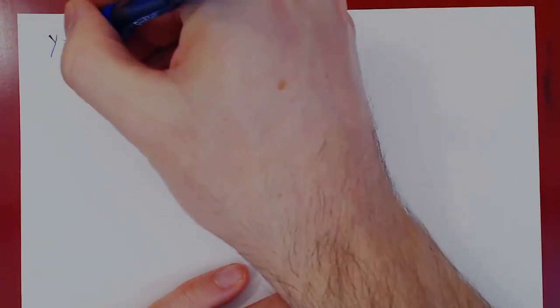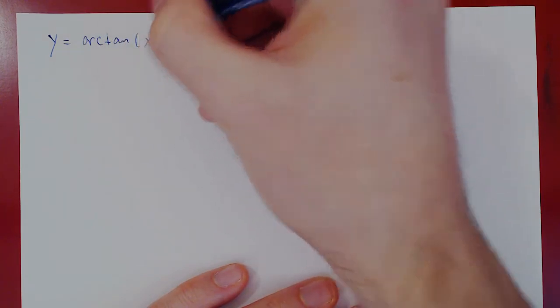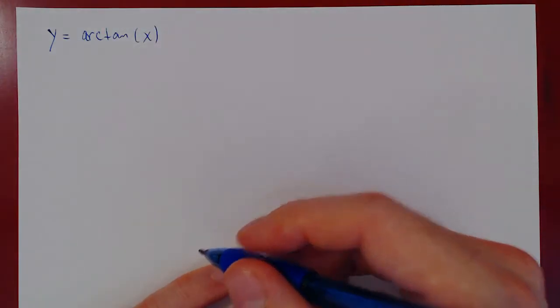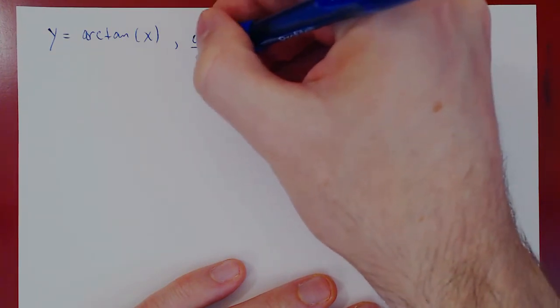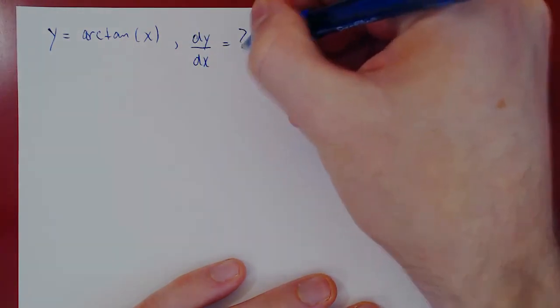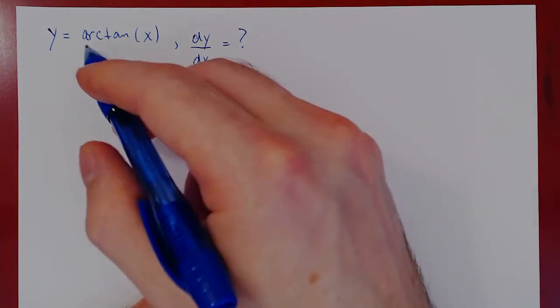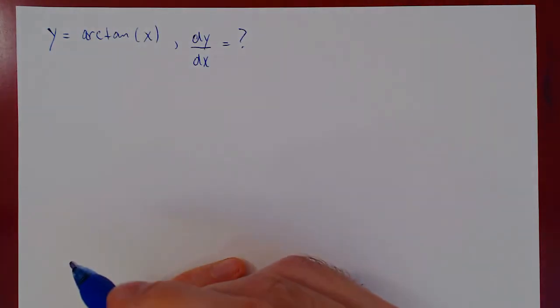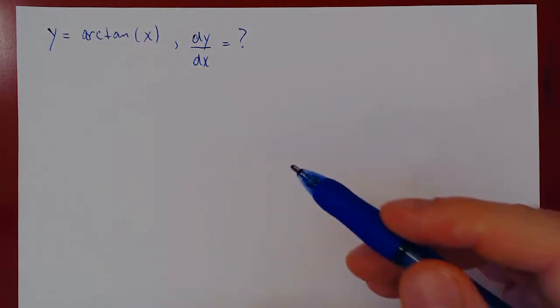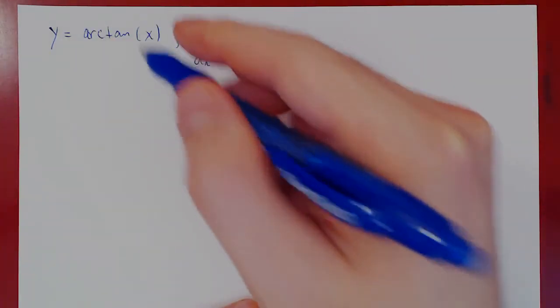Now that we've gone through one example, this one will be much faster. So we have y is the inverse function, so arc tangent of x. And as before, we want the derivative of arc tangent, so we want dy over dx. Well, again, we're not sure how to handle arc tangent. To get rid of arc tangent, compose with the inverse function, which is tangent. So take tangent on both sides.